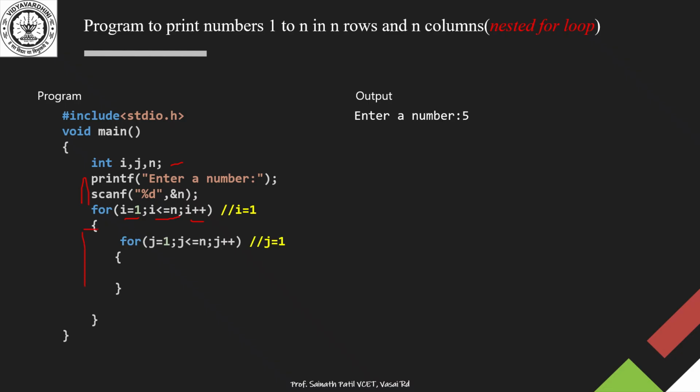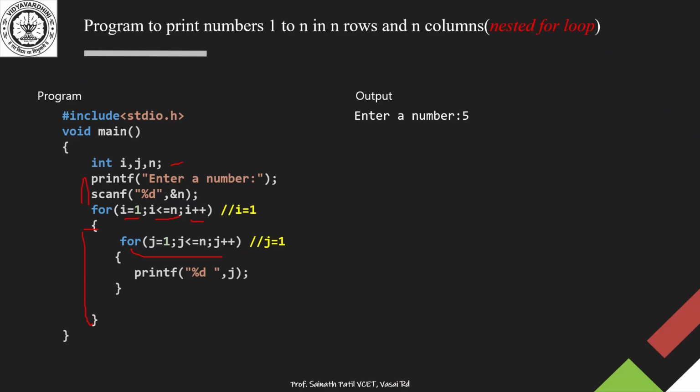I'll write one more for loop, that is j is equal to 1. For j is equal to 1, j less than or equal to n, again 5, the same, and j plus plus. So here I initialize j is equal to 1. Now within this for loop, I'll write printf %d j. That means I want to print the value of j.